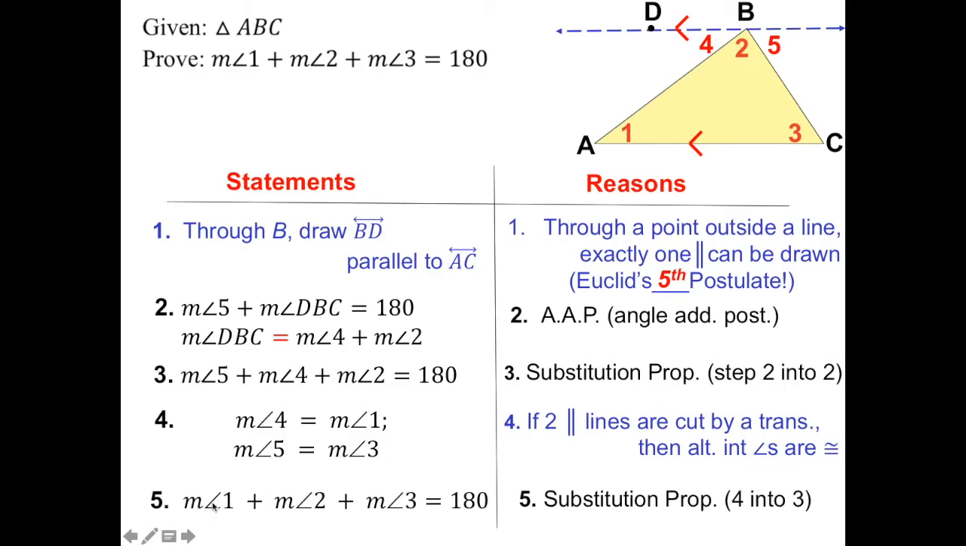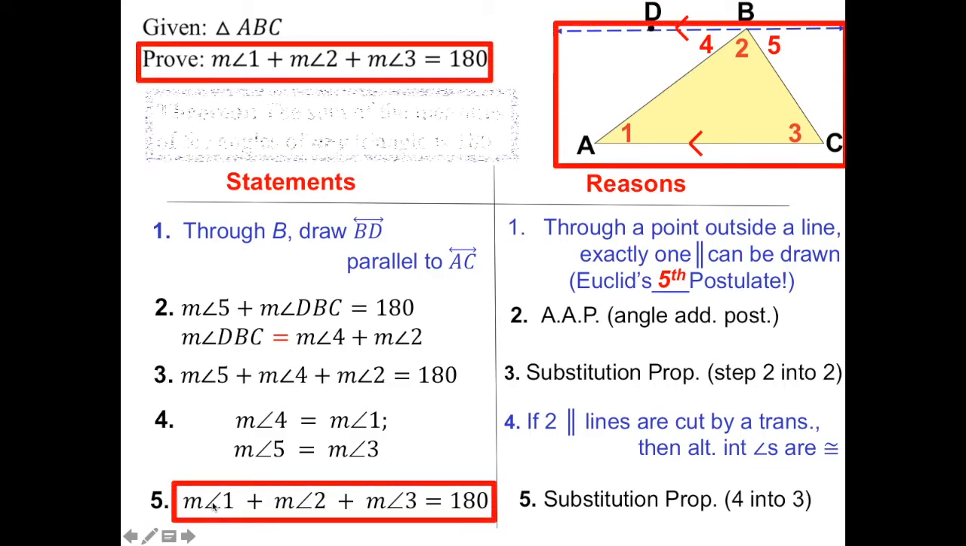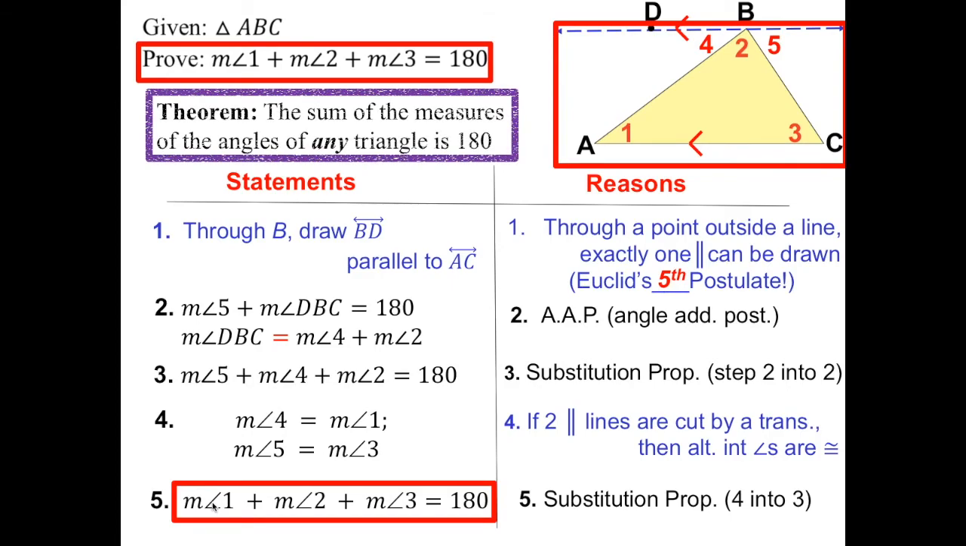We have our statement here. We have the fact that those original 3 angles that made up the triangle do in fact have to add to 180, because it follows from all the stuff that we've been proving all along. And so we'll take it as a theorem: the sum of the measures of the angles of any triangle is 180.